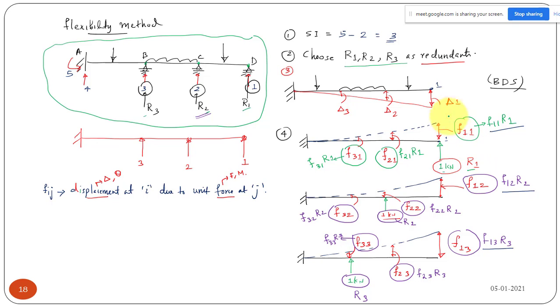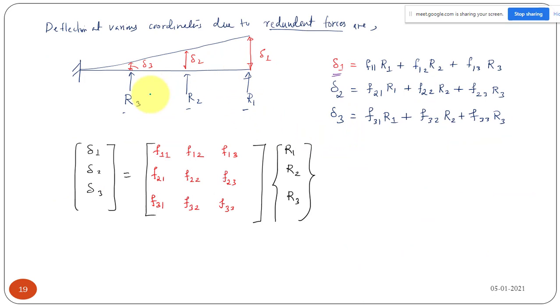Okay, that means your downward deflection due to external load in the basic determinate structure, delta 1, delta 2, delta 3, and your upward deflection due to these redundant forces, these should be just equal. One is upward, one is downward. So if you take the sum, you will get your total deflection in the final structure, and that should be 0 finally.